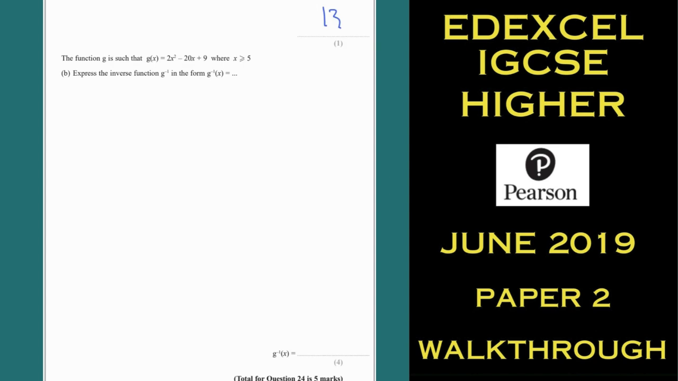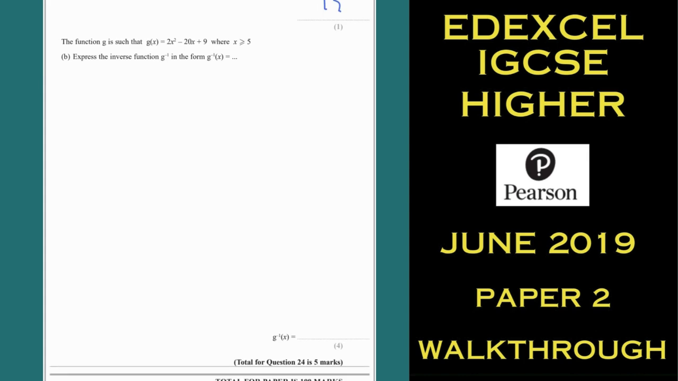So to find an inverse function, you normally need to rearrange to make x the subject and flip around the x and y's. Trouble is, this is a quadratic. And the only way you can do that with a quadratic is by completing the square. Otherwise, you will get nowhere fast. So let's complete the square inside these brackets. Halve the number next to x, square it and take it away.